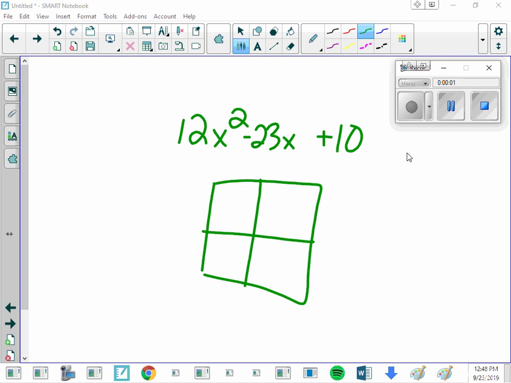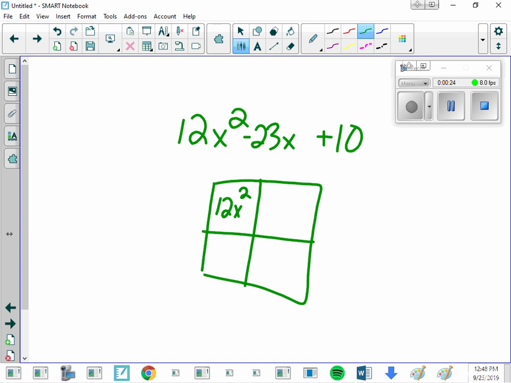Okay, we're going to finish the factoring trinomials worksheet today. We skipped all the ones that had leading coefficients that didn't divide out. So I can't pull a 12 or any other number out of this, which means that the roots are going to be fractions. So I stick the 12x squared in one corner.